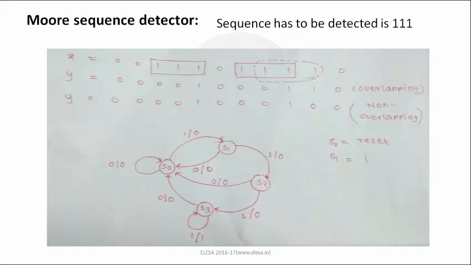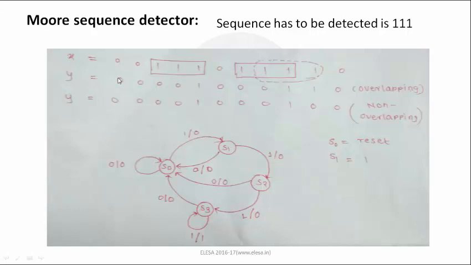So let's say the input bit stream is x = 0 0 1 1 1 0 1 1 1 1, and let's take another 0. So what will be the output of the sequence? Let's say the output is y, and it will first detect the 0.